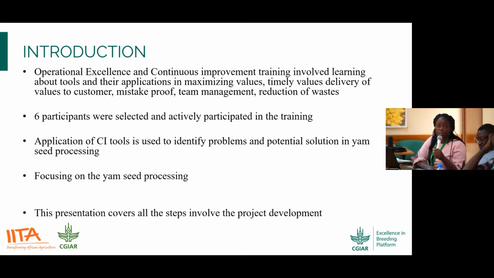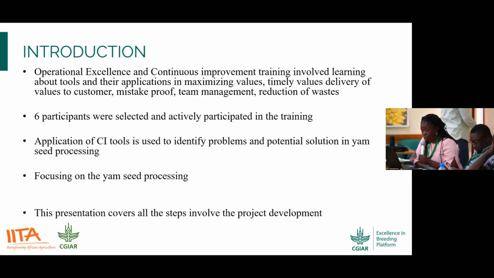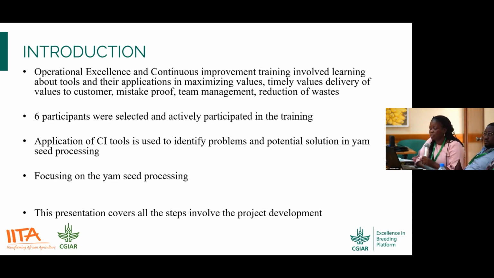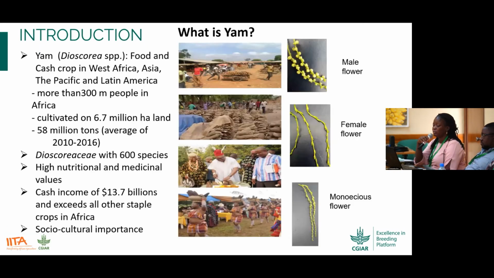Let me first of all introduce yam to some of us that may not know about yam. Yam is a food crop in West Africa, Asia, the Pacific, and other Latin American countries. In West Africa here, it impacts more than 300 million people's lives. It is cultivated on 6.7 million hectares of land, and the annual production is 58 million tons between 2010 and 2016.